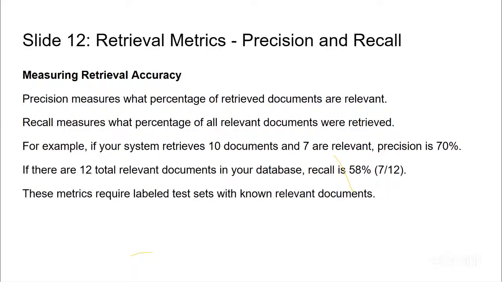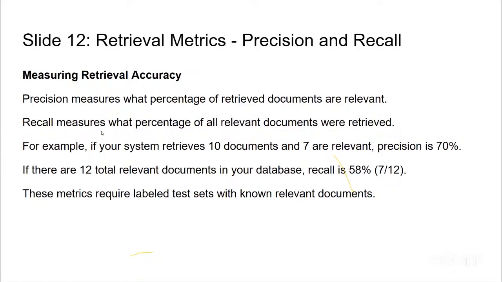Okay. So precision measures what percentage of retrieved documents are relevant. Retrieved documents means whatever documents are retrieved are relevant to what the user is asking. Now recall measures what percentage of all relevant documents were retrieved. So let's say I have 10 relevant documents in mind. How many of those 10 relevant documents were retrieved?